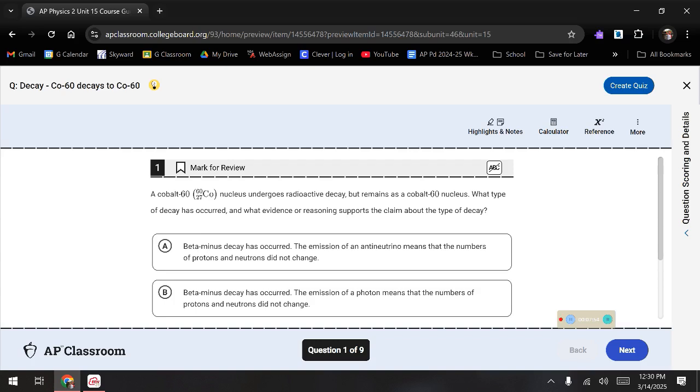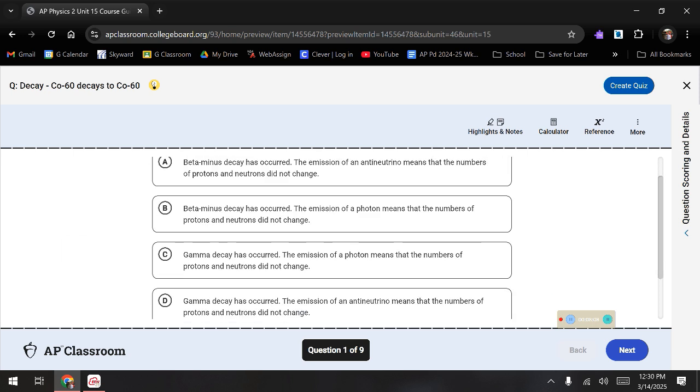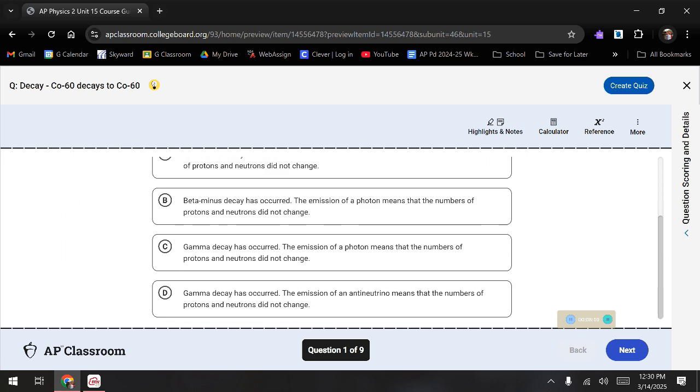So a cobalt-60 nucleus undergoes radioactive decay, but remains a cobalt-60 nucleus. What type of decay has occurred, and what evidence do you have reasoning? I think the first answer you can answer, what type of decay would have to occur? Gamma has to occur. So skipping right down here to C and D.